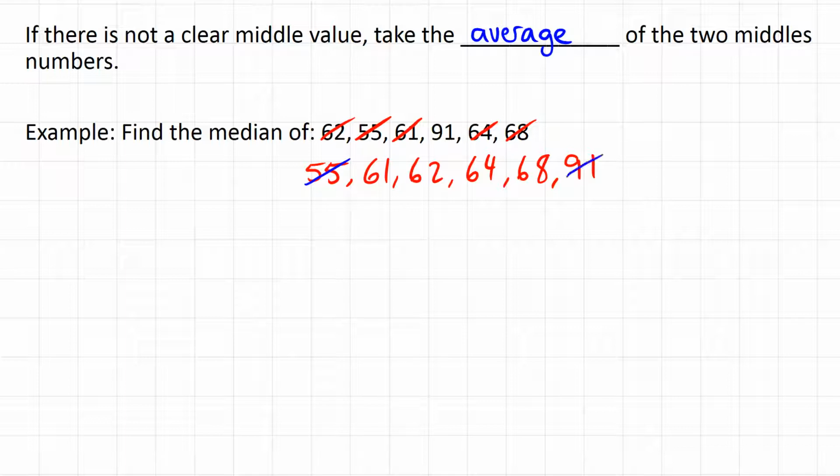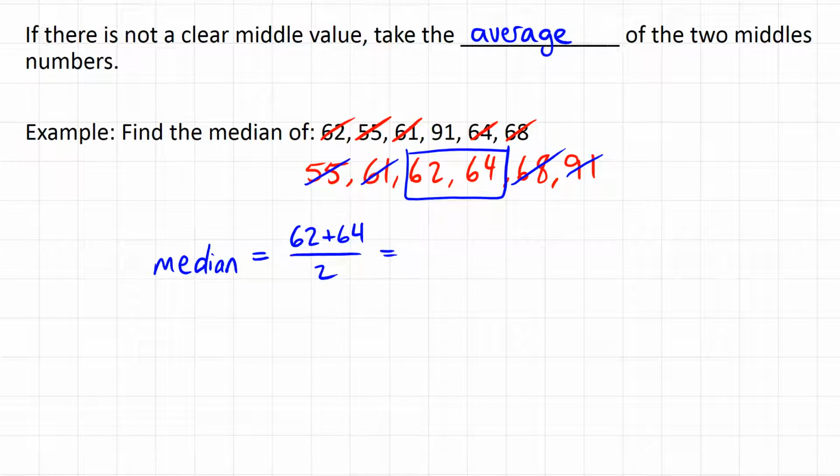So cross off the smallest and the largest, second smallest, second largest, and there's my 2 middlemost values. So to find the median, I need to get the number that's in the middle of those 2 numbers, or in other words, the average of those 2 numbers. So 62 plus 64 divided by 2, which if I do that, I'm going to get 63. And so that's the median of that set of 6 numbers.